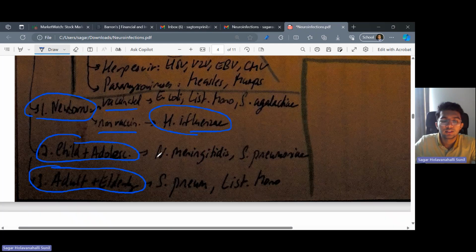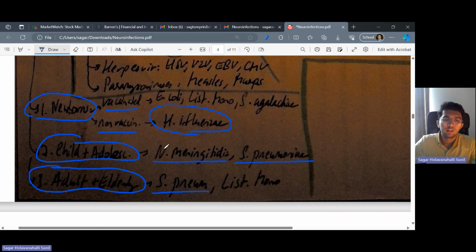Then come children and adolescents. Very simple. Remember Streptococcus pneumoniae. Why is this simple? Because for children, adolescents, adults, and the elderly as well, Streptococcus pneumoniae is very common. Then Neisseria meningitidis. As the name suggests, meningitidis, so it has to be here.